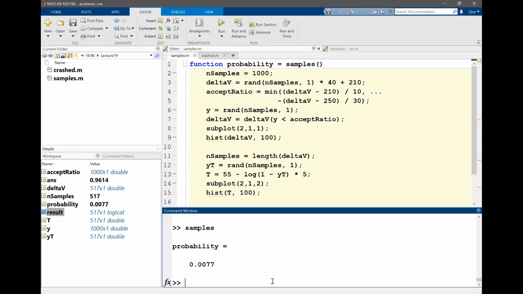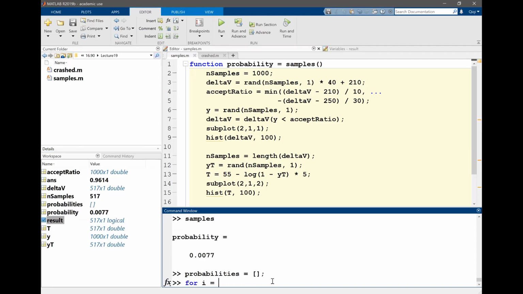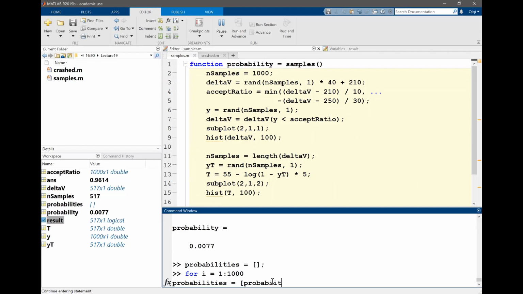So we are going to say probabilities is equal to an empty array. And let's perform this thing 1,000 times. Probabilities is equal to probabilities samples.